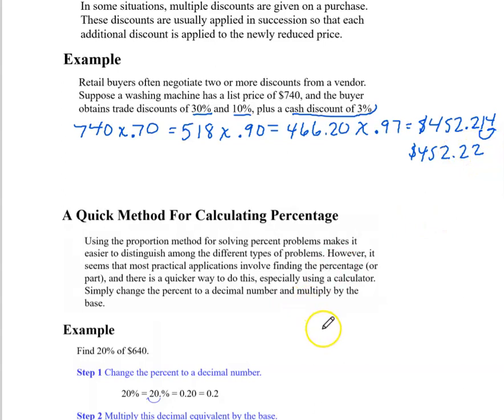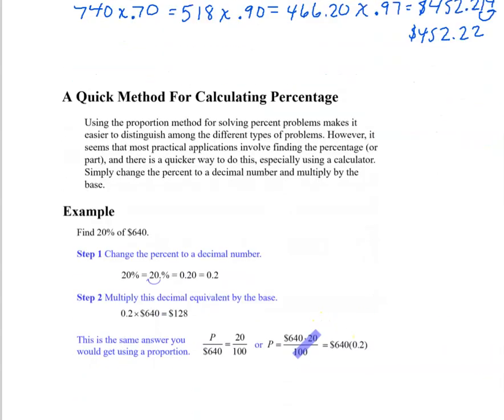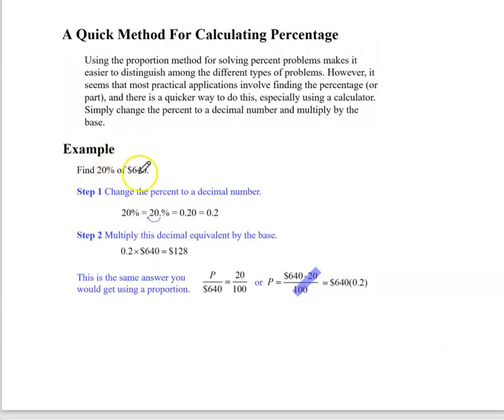Using the proportion method for solving percent problems makes it easier to distinguish among the different types of problems. However, it seems that most practical applications involve finding the percent or part, and there's a quicker way to do this, especially using a calculator. Simply change the percent to a decimal and multiply by the base. So we've got 20% of $640.